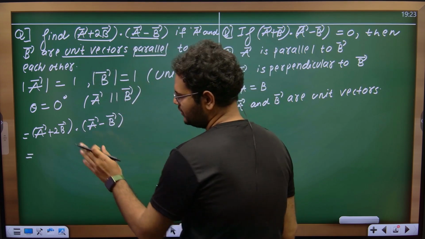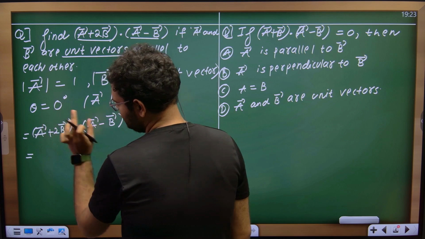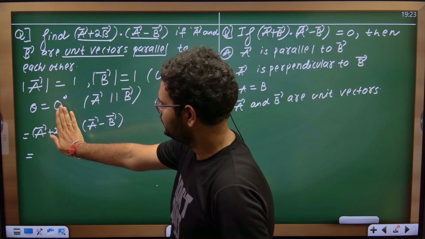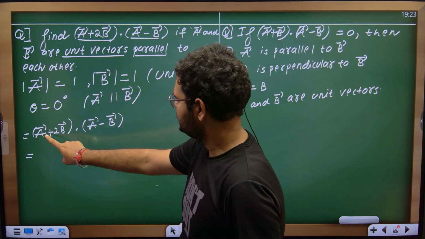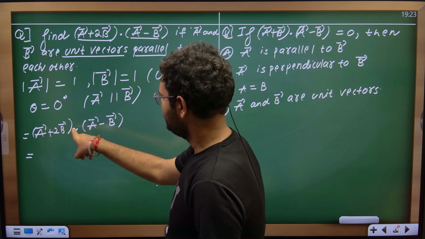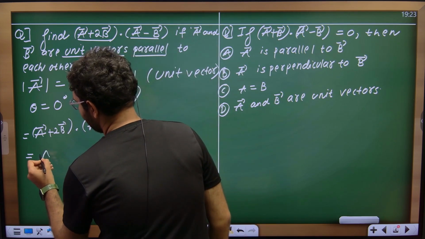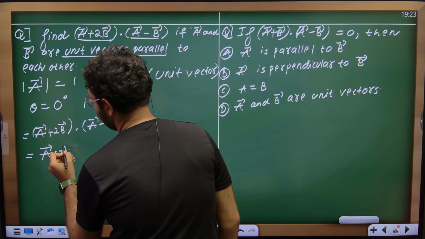First, don't look at 2b, just see what a is. I am hiding 2b, only a is visible now. First I will do a dot a. It is what? A dot a. So I will write a dot a.